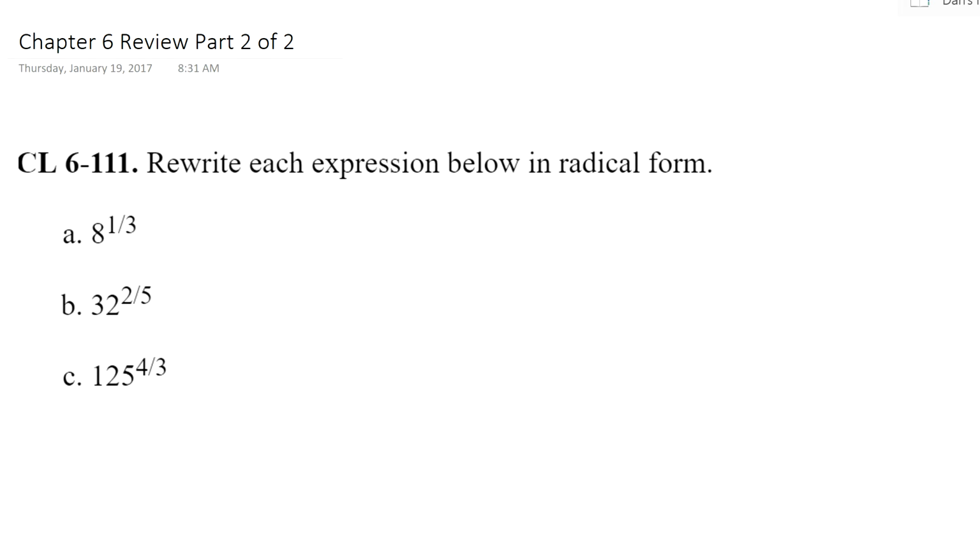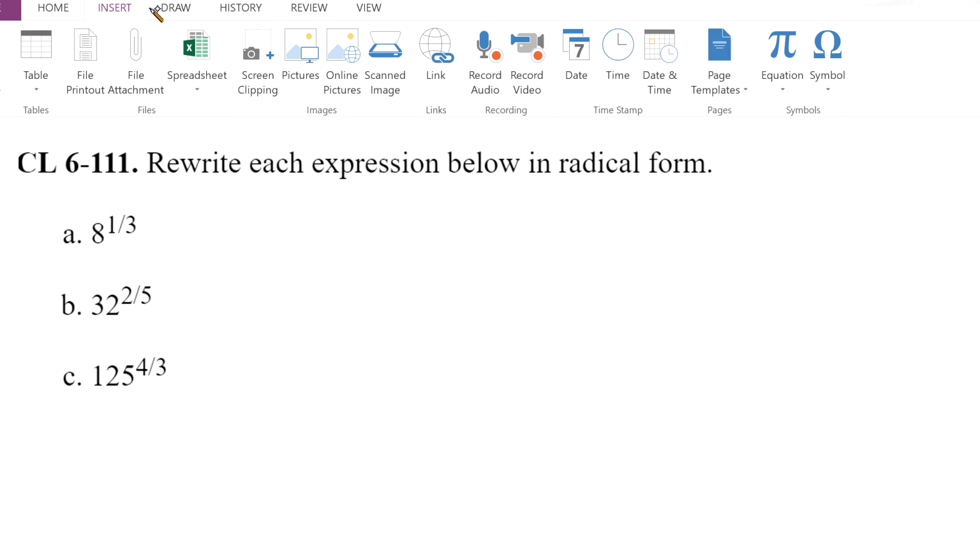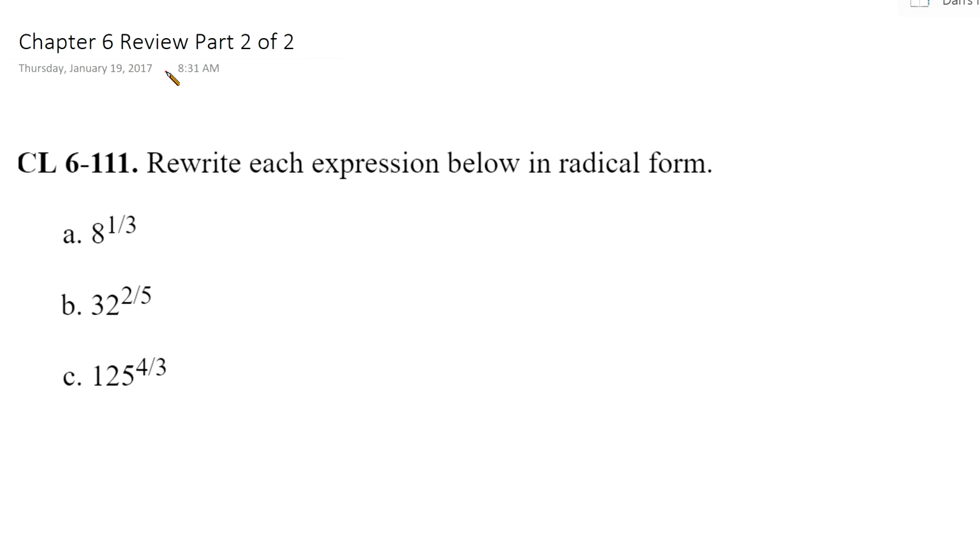Okay, so part 2 here of our review. We're starting at 6.111 here. We did this one yesterday as a day op. So it was due yesterday, but I wanted to go over it just to double check that you're on the same page with me. You want to write it in radical form first. We're allowed to use calculators on the test, which means you could plug that right into a calculator and get an answer. But I really want to see the radical form first.